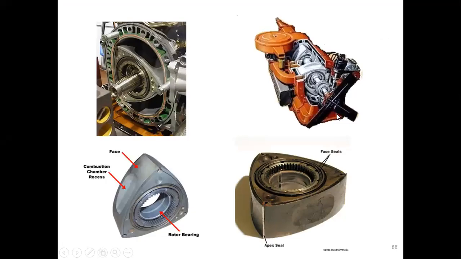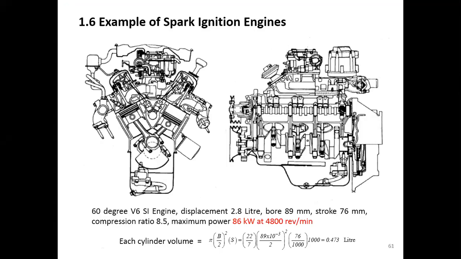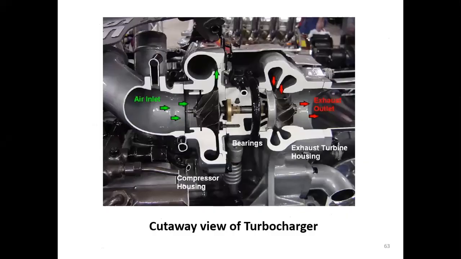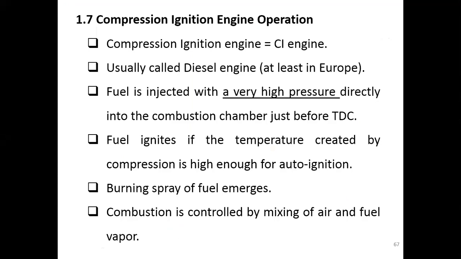Last time we talked about the components and some examples of the spark ignition engine. We already finished the SI engines. Today we will continue to finish our lecture number 1, and then we will also cover some part of lecture number 2. So let's talk about the compression ignition engine operations.